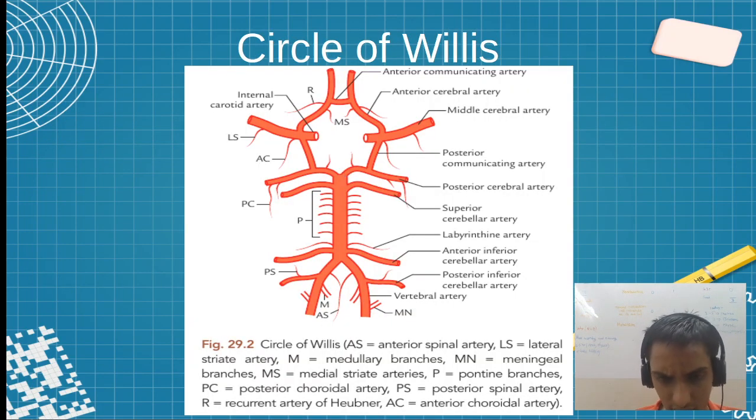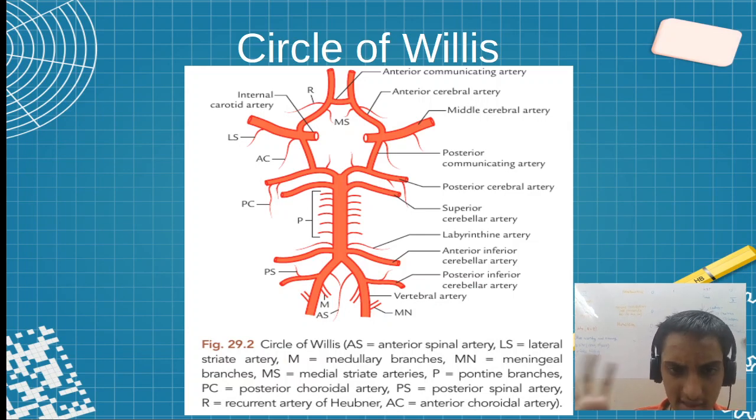Let's see the branches of the circle of Willis that we have to focus on. As I told you, it is a hexagon structure. So what are the arteries we can find? This is the anterior and the posterior communicating arteries. This is the anterior cerebral artery. This is ICA, internal carotid artery. This is MCA, middle cerebral artery.